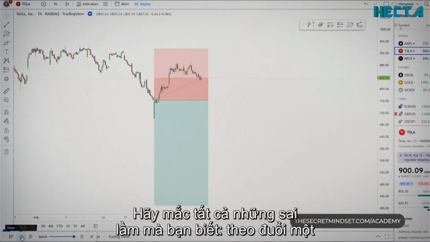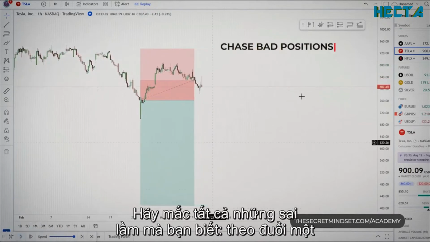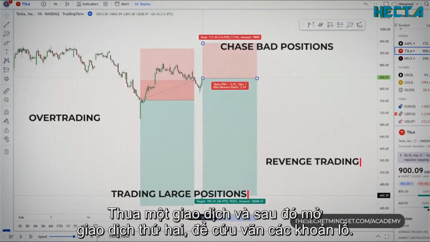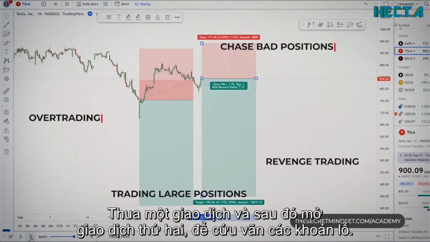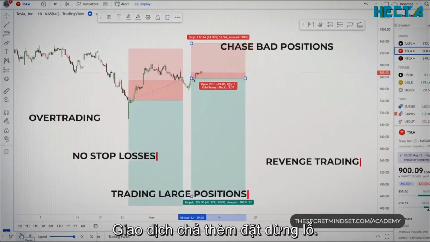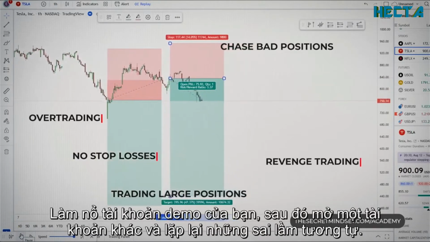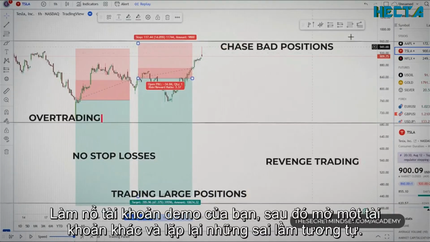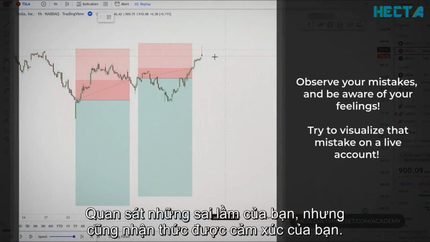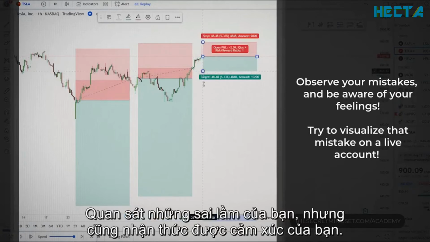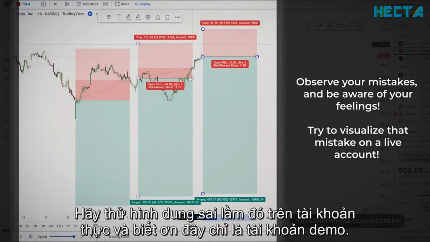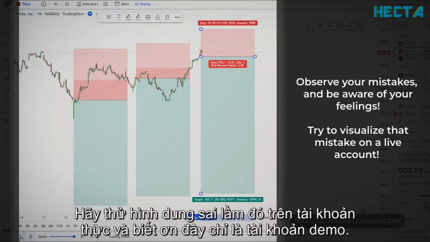Make all the mistakes you know. Chasing a position, overtrading, having large positions, losing a trade and then opening a second one to recover the losses, trading without stop losses. Blow your demo account, then open another one and repeat the same mistakes. Observe your mistakes, but also be aware of your feelings. Try to visualize that mistake on a live account and be grateful this is only a demo account.